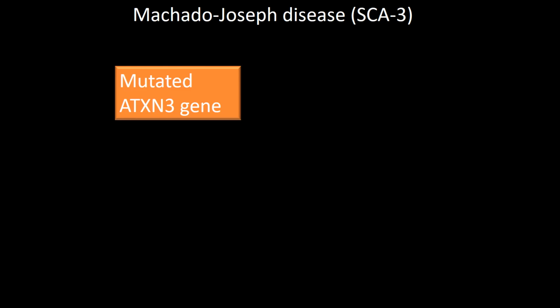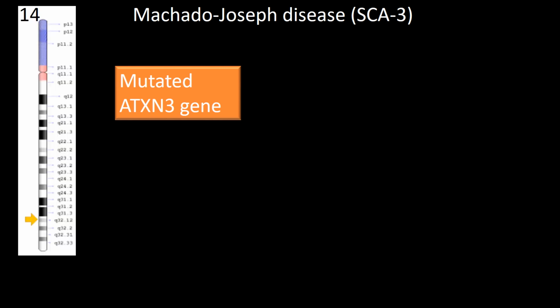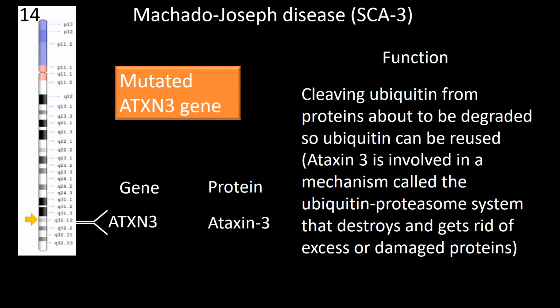Machado-Joseph disease is due to expansion of the CAG repeat in the ATXN3 gene. This gene is in chromosome 14 at the q32.12 locus. In normal circumstances, it produces normal ataxin 3. Normal ataxin 3 cleaves the ubiquitin from unwanted proteins just before the proteins are degraded, so that ubiquitin is not degraded too and can be reused.